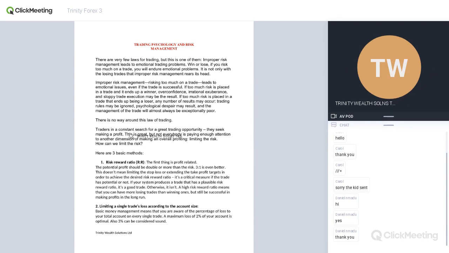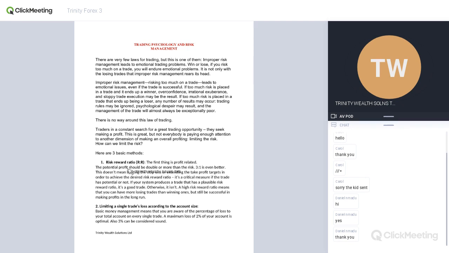Traders are in a constant search for a great trading opportunity, so they seek to make a profit. This is great, but not everybody is paying enough attention to another dimension of making an overall profit: limiting the risk. So how can we limit the risk? We look at three basic methods. One is the risk-reward ratio, and I demonstrated to you how we look at the risk-reward ratio, right? So the first thing in a profit, it's profit related.